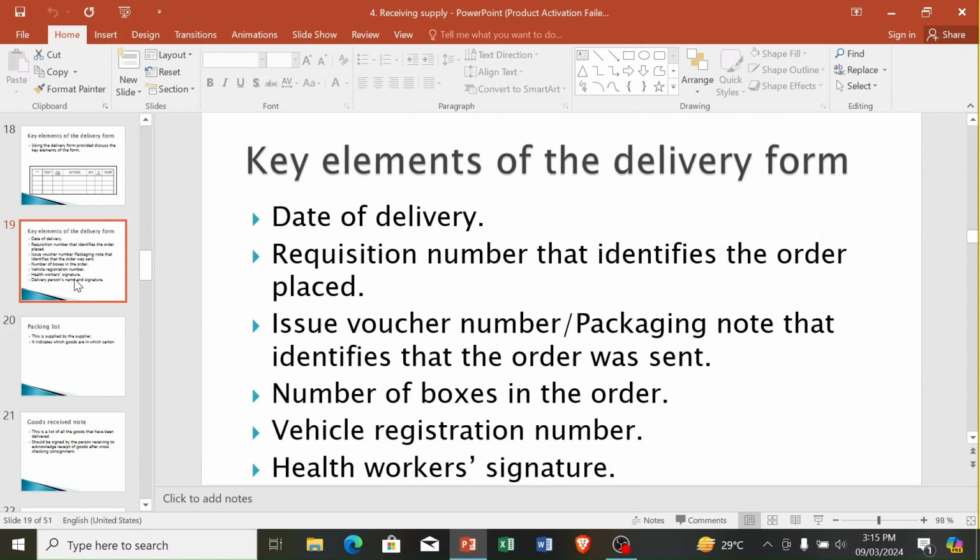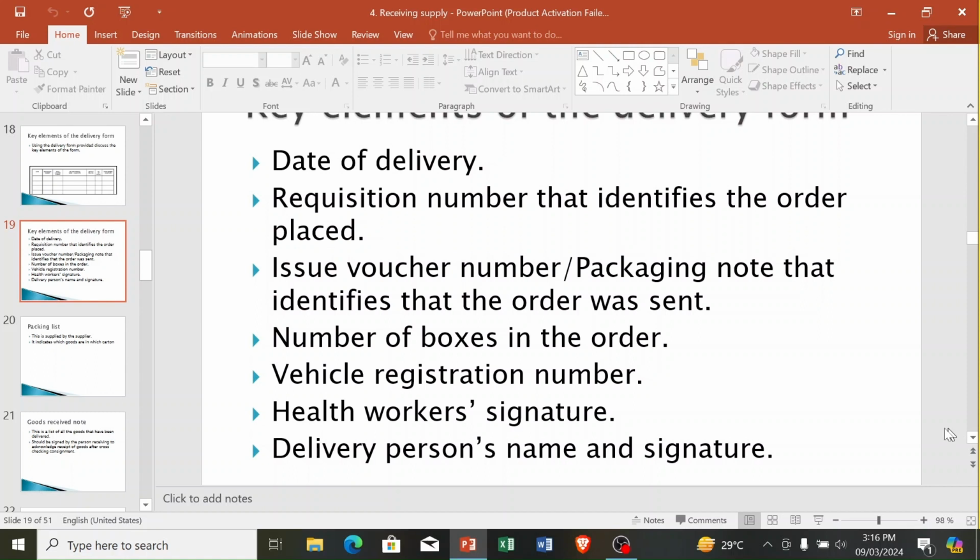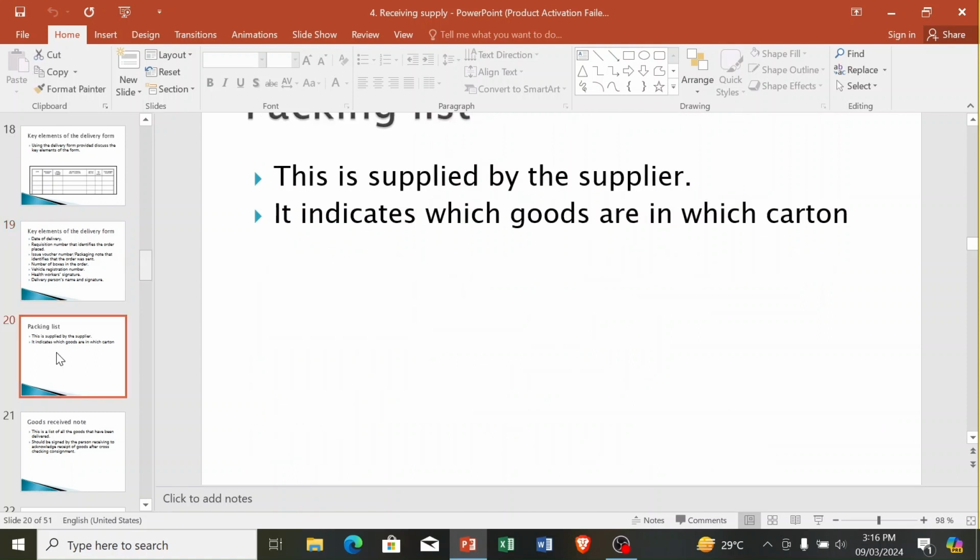So here is a summary of the key elements. We have the date of delivery, the requisition number that identifies the order placed, the issue voucher number or packing note that identifies that the order was sent, and the number of boxes in the order. We have the vehicle registration number, the health workers' signatures, and then the delivery person's name and signature.